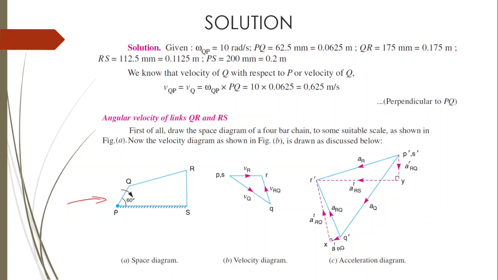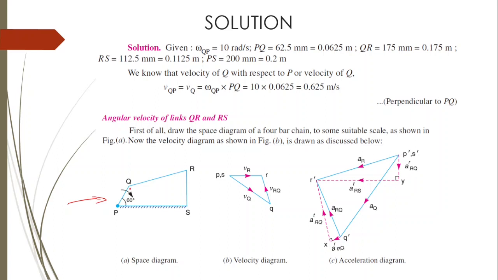First draw the fixed link PS. Then the length of link PQ is given, that's equal to 0.0625 meter. We can represent that distance by choosing a suitable scale. And the angle SPQ, or QPS, is equal to 60 degrees. Then we can draw a line of length PQ which is inclined 60 degrees with link PS, which is drawn horizontal.